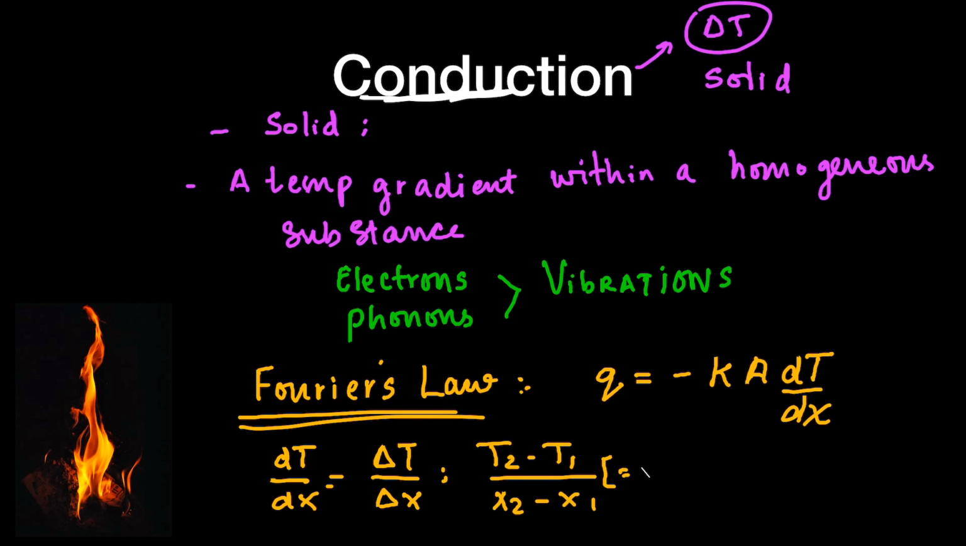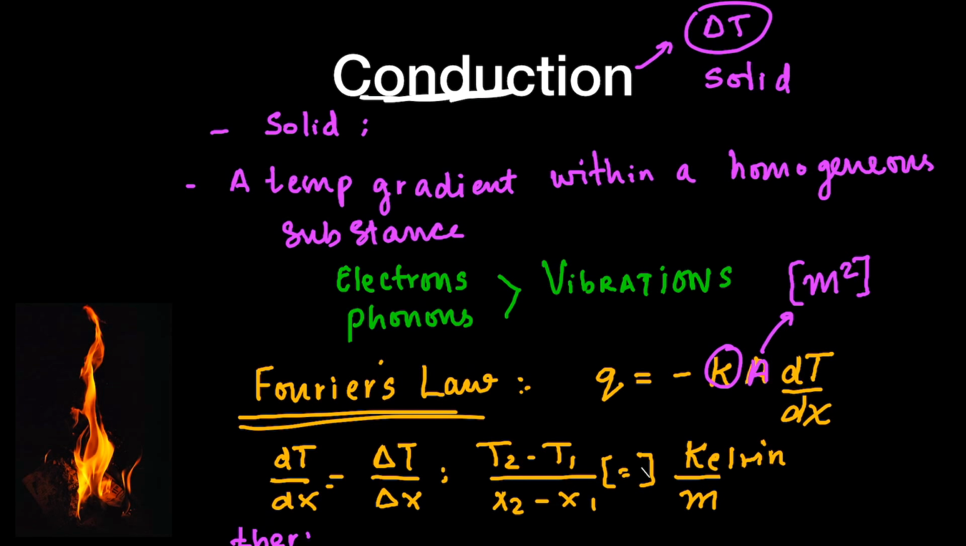Units, Kelvin over meters. Area, as you all know, is in meter square, and I don't know what else to say. I mean, it's just the area. And this K is the new term that you guys might not know, and this is called thermal conductivity.